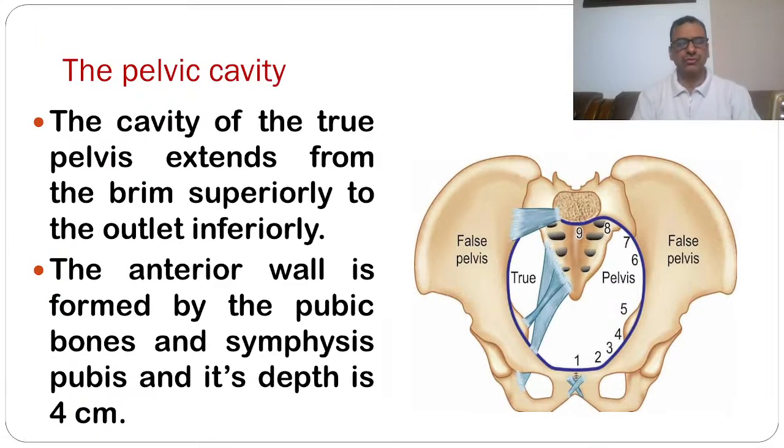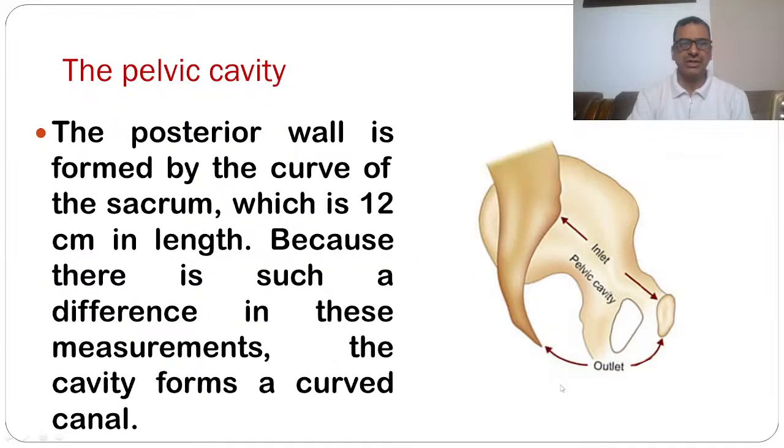Then the second part of the true pelvis is the pelvic cavity. So what is the pelvic cavity? The pelvic cavity is the true pelvis, extending from the brim or inlet to the outlet inferiorly. The anterior wall is formed by the pubic bone. So anteriorly there will be the pubic bone and symphysis pubis, and its depth is only 4 cm. The posterior wall is formed by the curve of the sacrum. So this is the curve of the sacrum, and this portion will be the pelvic cavity.